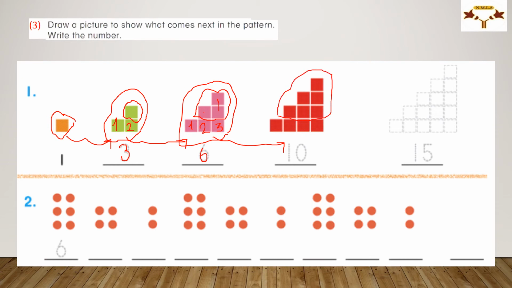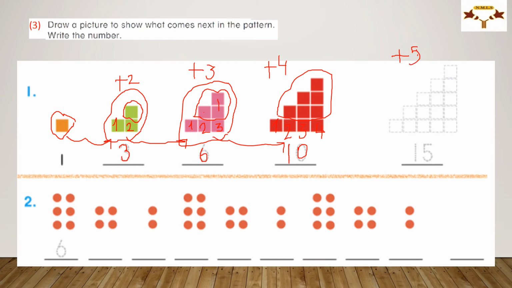And now he adds how many? 1, 2, 3, and 4. So let's count how many in total. 1, 2, 3, 4, 5, 6, 7, 8, 9, and 10. So it will be 10. So here he adds 2, here he adds 3, and here he adds 4. So how many should he add here? Yes, 2, 3, 4.